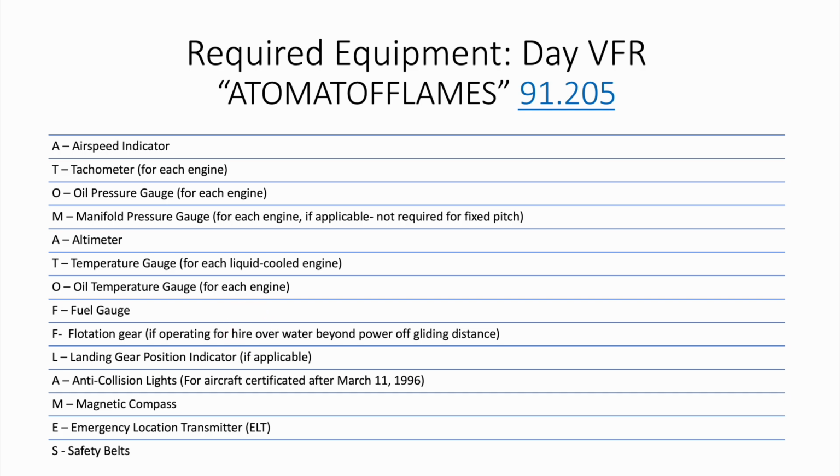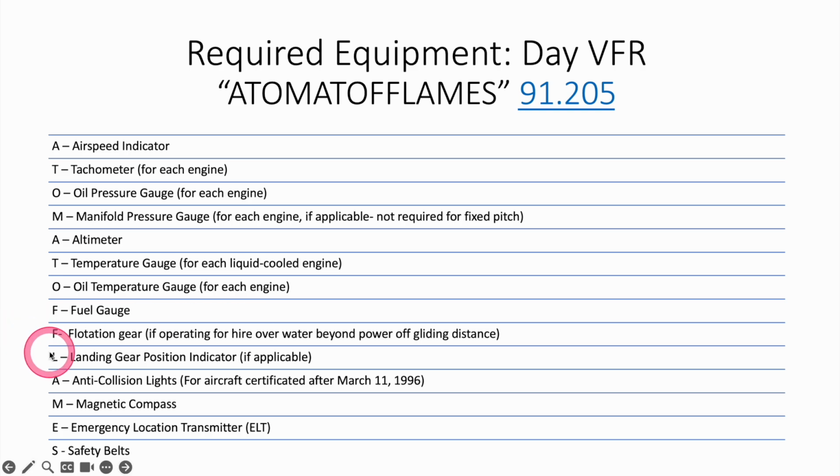So what that means is if you're for hire, you can't go over the water, or let's say fly to Catalina, without carrying flotation gear, so like a life jacket or something. So anytime you go beyond a distance where you can't safely glide back to the land, then you need to have flotation gear.